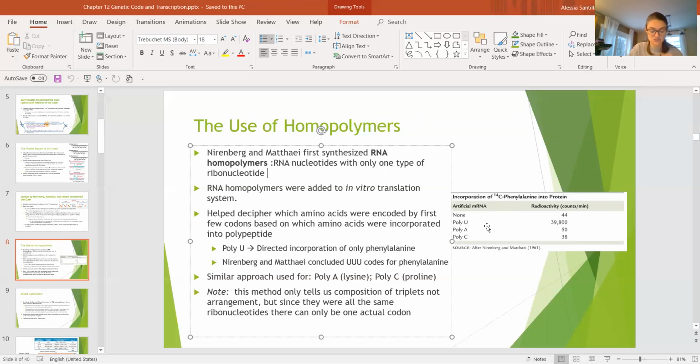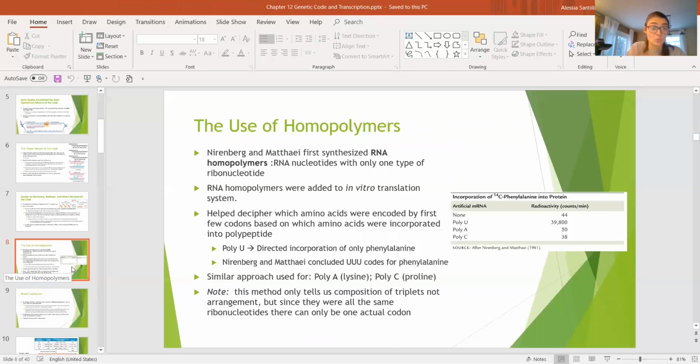So to make the poly U, they added 100% uracil in a test tube, okay, and then they added the polynucleotide phosphorylase, that enzyme, and that enzyme just put all those uracils randomly together and made the poly U. After that, they put it with the protein synthesis machinery and saw which amino acid was incorporated, what chain of the same amino acid would be made. And with poly U, they made a chain of phenylalanines. So they concluded that UUU, this triplet, must code for phenylalanine. A similar approach was used for poly A. They realized that an AAA triplet coded for lysine and CCC coded for proline. So they were able to make homopolymers and figure out what each did.